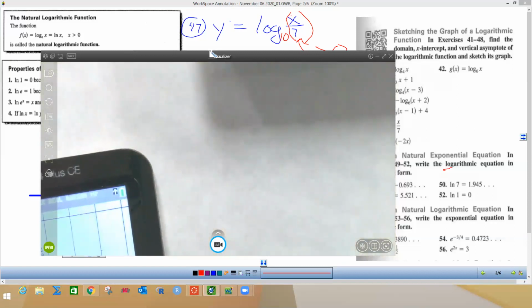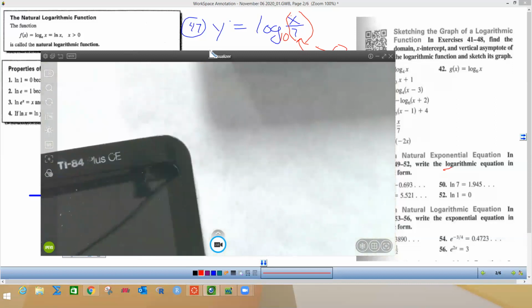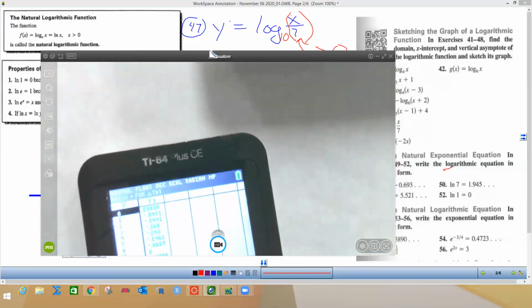When you scroll up to the negatives, it says error. Right. What did I just say right up there about putting in anything less than 0? 0 or less doesn't work. 0 doesn't even work. If you go to your table and go up to 0, you see there's an error there. You cannot take the log of 0 or a negative.